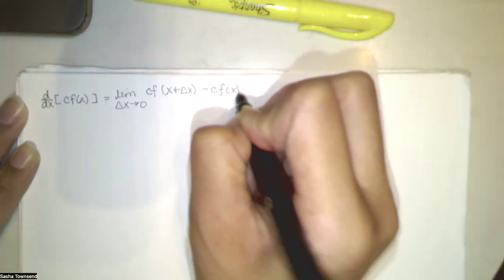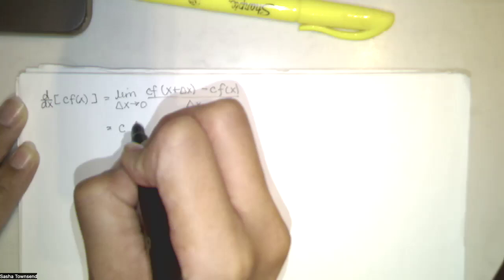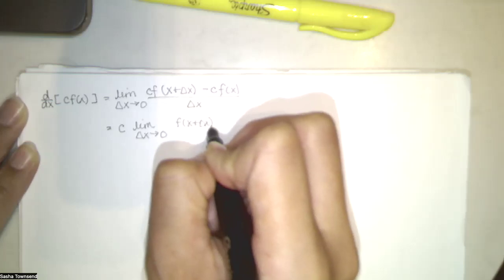Let's say you know that f prime exists and you're looking for the derivative with respect to x of a constant times f of x. Well, that's just the limit as delta x approaches 0 of our function, which is c times f evaluated at x plus delta x, minus the function, which in this case is c times f of x. And you notice that there's a common factor of c in the numerator. You can factor that c out. And then you see that this expression is just the definition of the derivative.